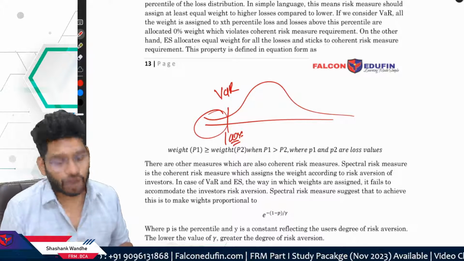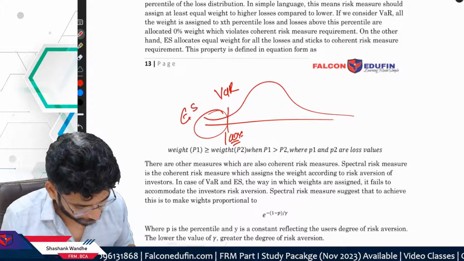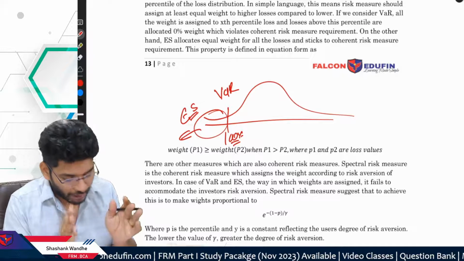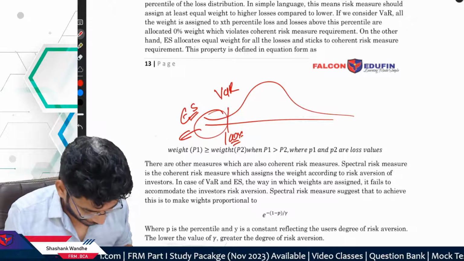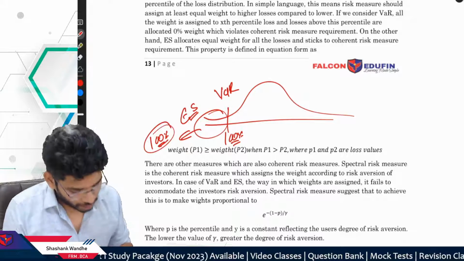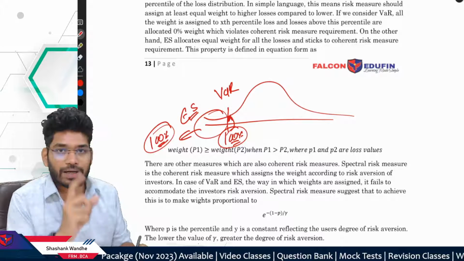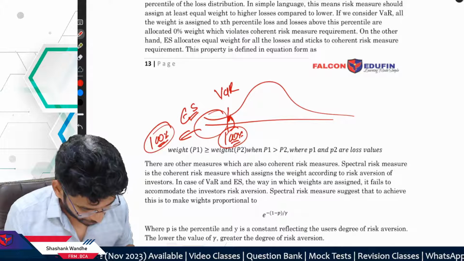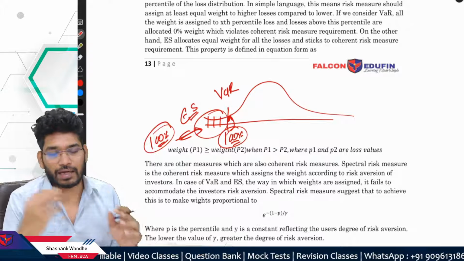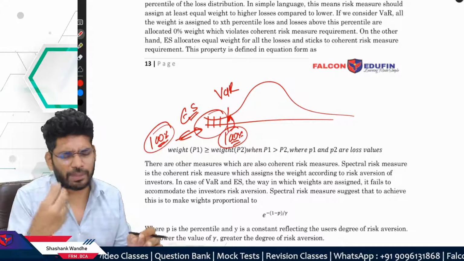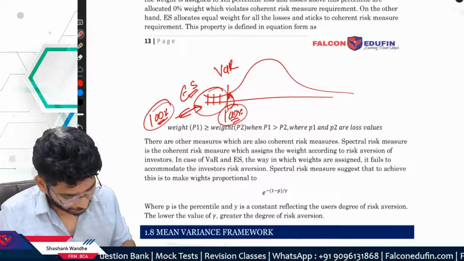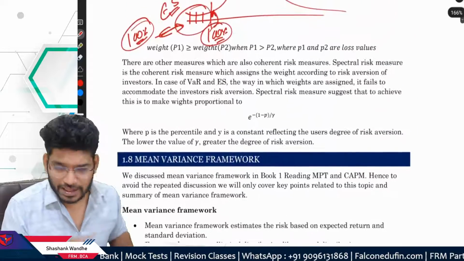Then is the expected shortfall a spectral measure? Yes, expected shortfall is also a spectral measure. Why? Because we distribute the weight across these values. So 100% weight was given to a single value in the case of VaR. But in the case of expected shortfall, if there are say 5 values, we will divide the weight among them, for example 20% to each. That's why expected shortfall is also a spectral measure. Simple. This much is enough.